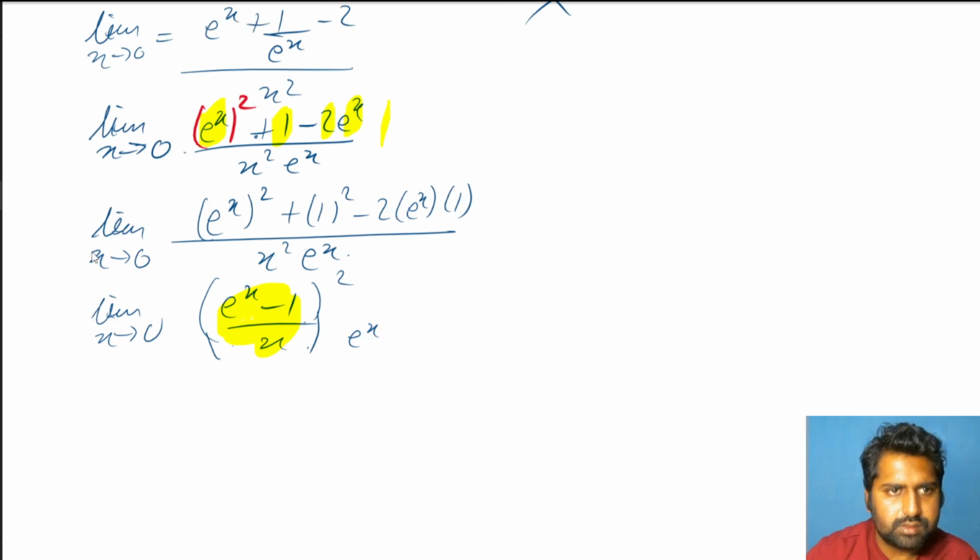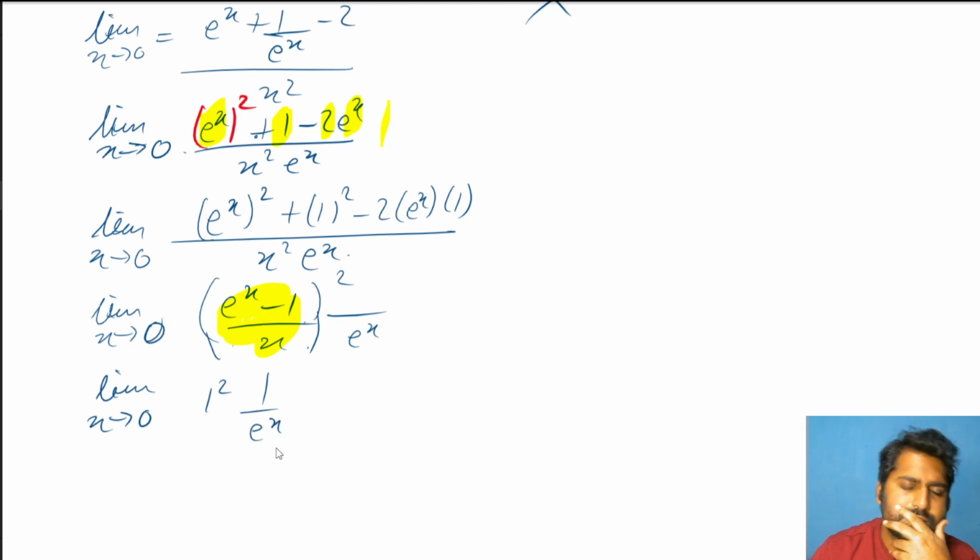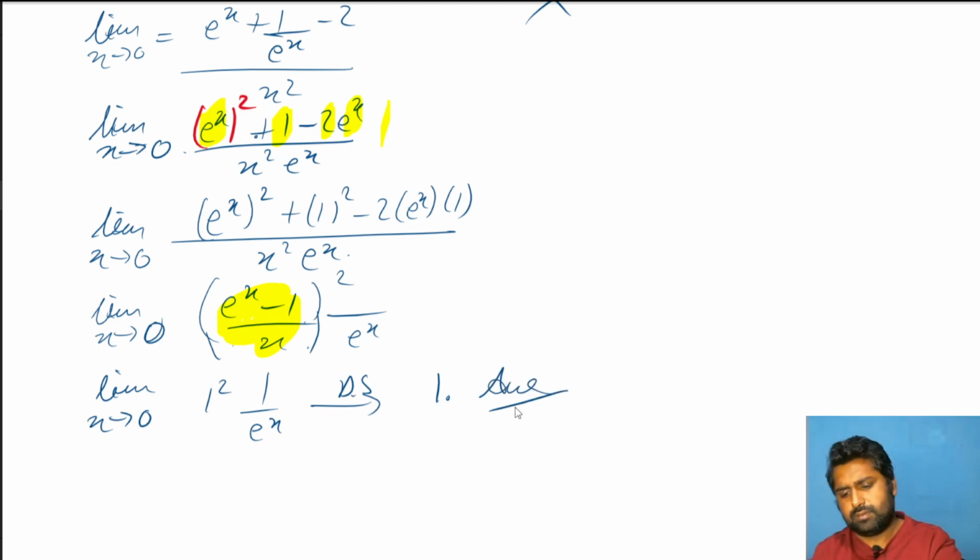So 1 square, and limit x tends to still 0 of 1 upon e raised to power x. Now what do we do? We have already solved one limit. Let's try direct substitution. If nothing works, try direct substitution. Put 0. E raised to power 0, anything raised to power 0 is 1. So effectively 1 upon 1, that's your answer. So 1.